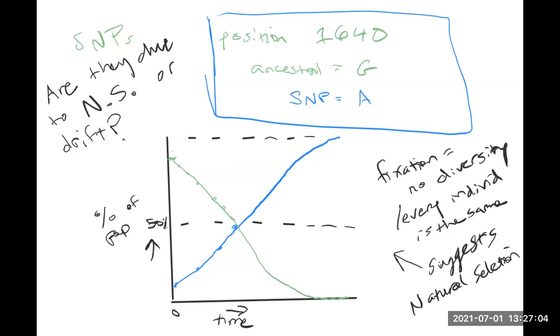But maybe we're looking at a multicellular organism that is much more complex. Maybe it's not so easy to tell whether or not this SNP makes a difference in a phenotype, or what phenotype it makes a difference in, or under what environmental conditions. Or maybe we're looking at an organism that's extinct, so we don't have that much phenotypic data. And so in that case, we can look at some other things.